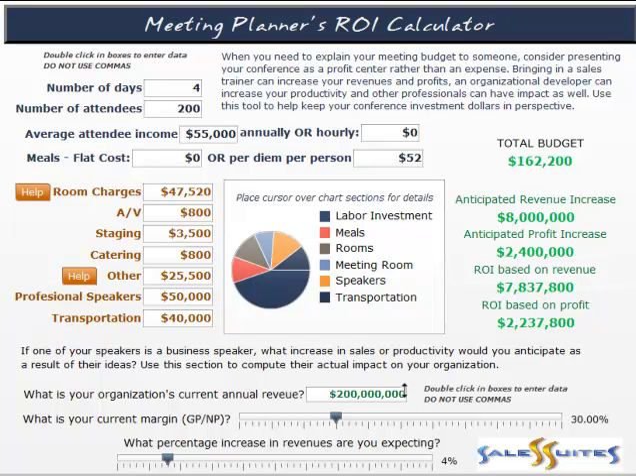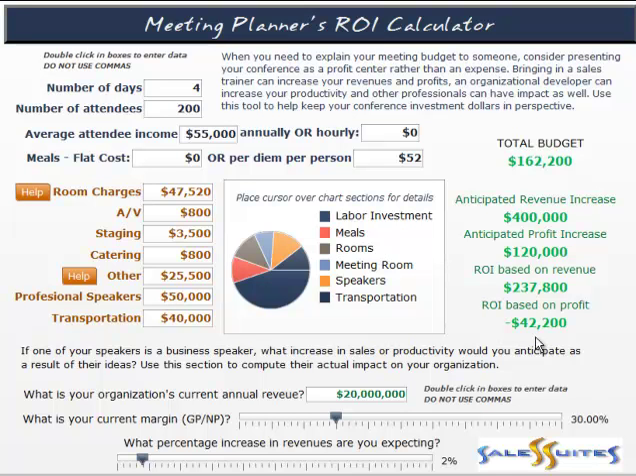But let's say that the ROI comes up negative. And the way we're going to do this is we're going to make this a smaller company, a $20 million company. And let's see what that does to the ROI. Let's say that they don't have a 4% increase in production. They only have a 2% increase. This shows a negative ROI based on profit of $42,000.